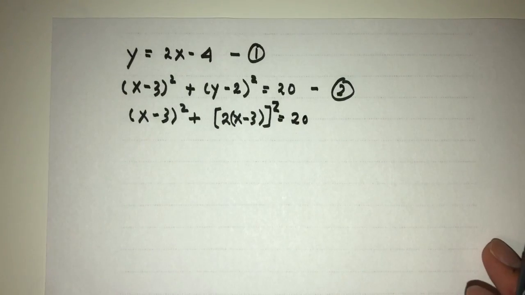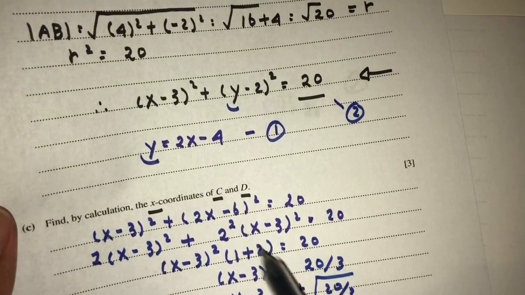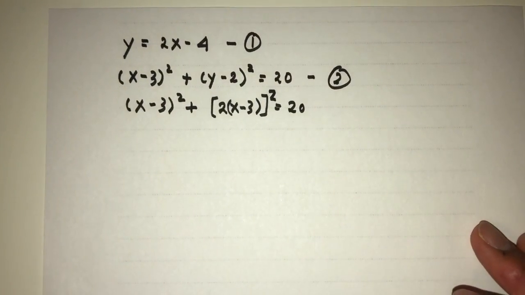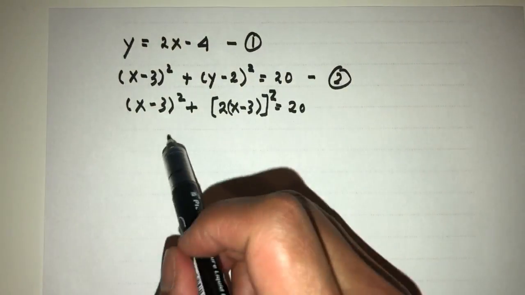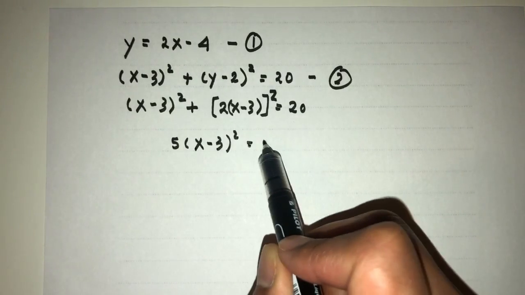I see my mistake now. So basically what happened was, again, a pretty stupid mistake here. 2 square is not 2, it is 4. See, I make mistakes like this, which is really dumb, huh? So that will be 5x minus 3 square equal to 20.